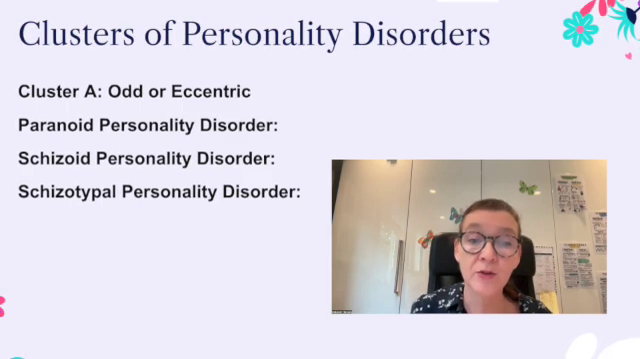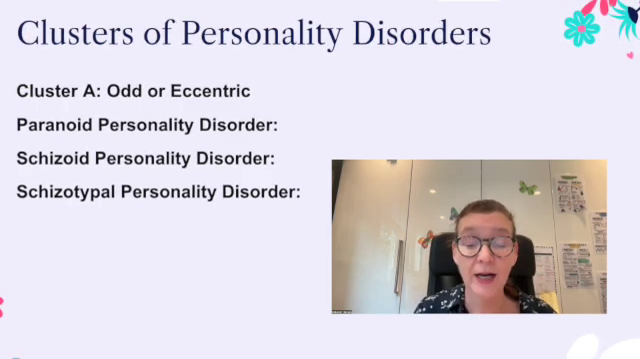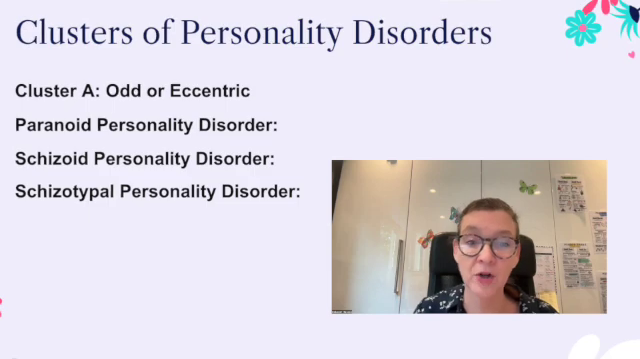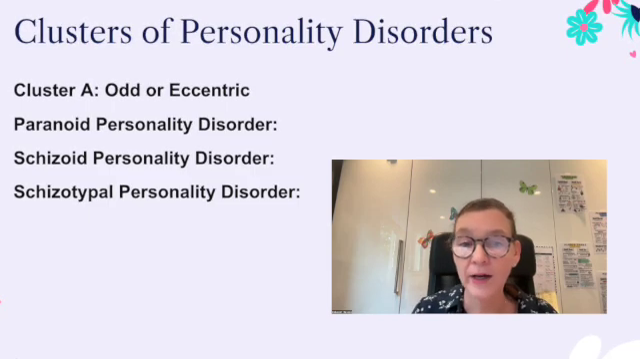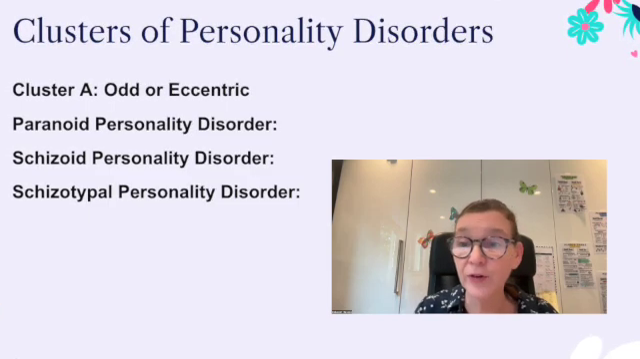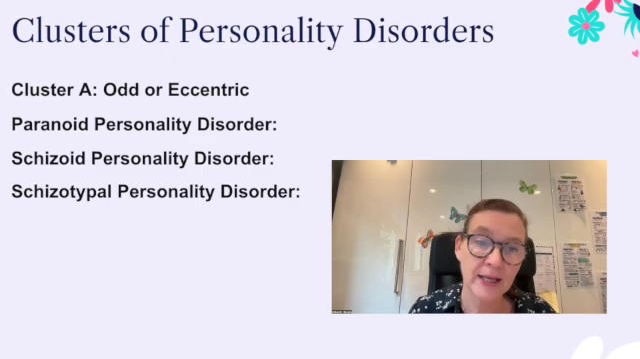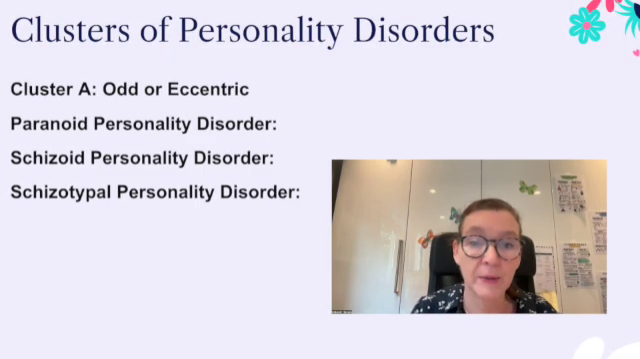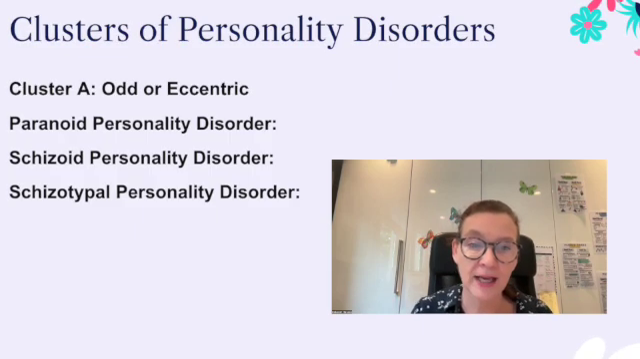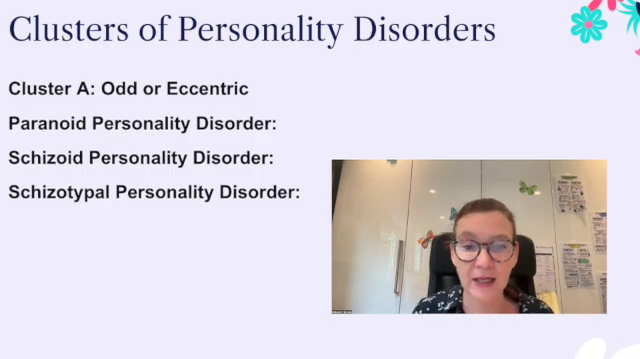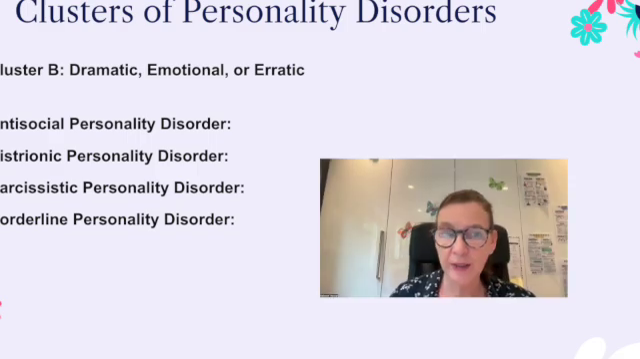The last one is schizotypal personality disorder, and the symptoms are eccentric behaviors, odd beliefs, and discomfort in close relationships. For example, believing in magical powers or speaking in strange, hard to follow ways. The key takeaway for cluster A is that they are disorders that often resemble milder versions of schizophrenia, but without full-blown psychosis. Next, let's move on to cluster B, which is dramatic, emotional, or erratic behaviors.